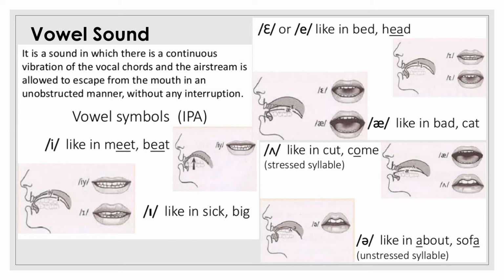And the next symbol here, like in about, silver. So this is the contrast to the previous one, it belongs to an unstressed syllable. This symbol you can pronounce, and this one like in shorty, cut.